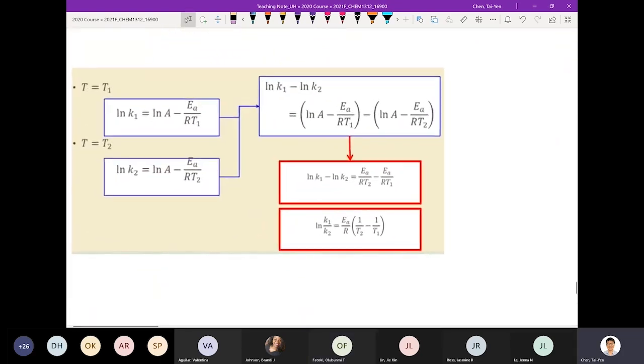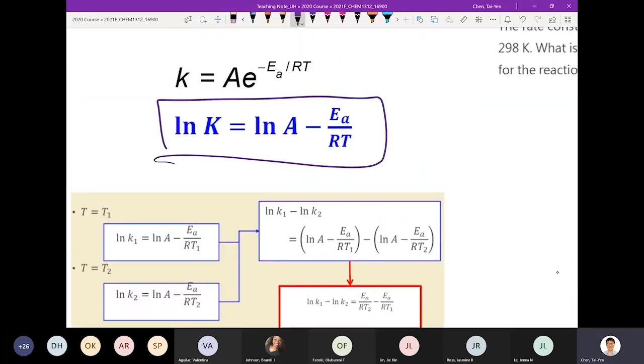Another type of question you're going to see a lot in your homework is something like this. Typically in these questions, you're going to see two different temperatures. So the keyword for this type of question is that you see two temperatures. So how does this work? Previously we said the reaction rate constant k, again, this should be lowercase k. Natural log k is equal to natural log A minus EA over RT.